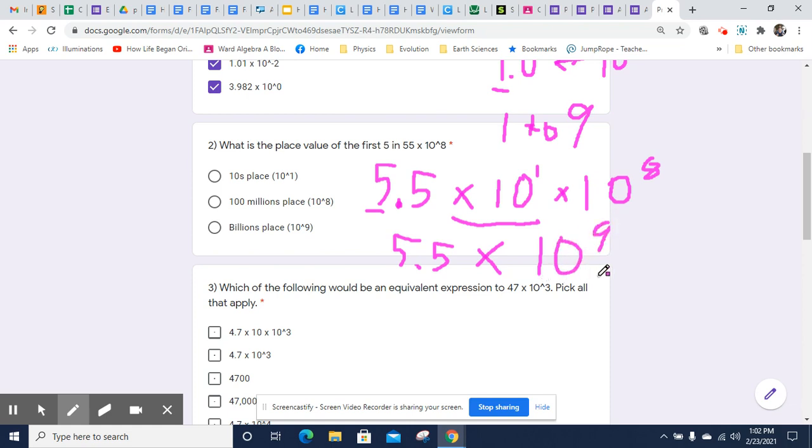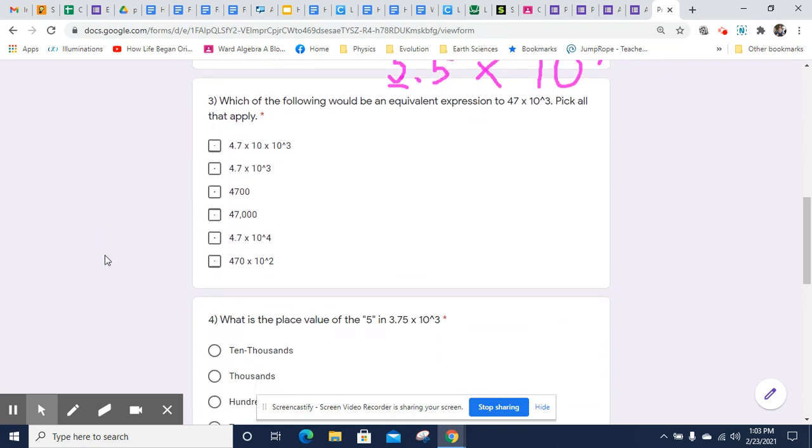And so 10 to the 9th power is 1 billion. So billions place is what this is. This 10 to the 9th is telling us what this sort of pretend ones place is in the coefficient. It's telling us that it is 5.5. This is 5 billion right here, and that's 500 million. So 5,500,000,000 is what this is saying. So the first 5 is in the billions place.